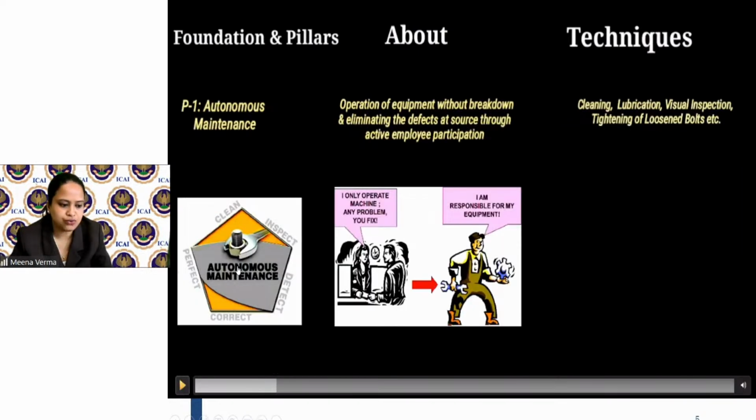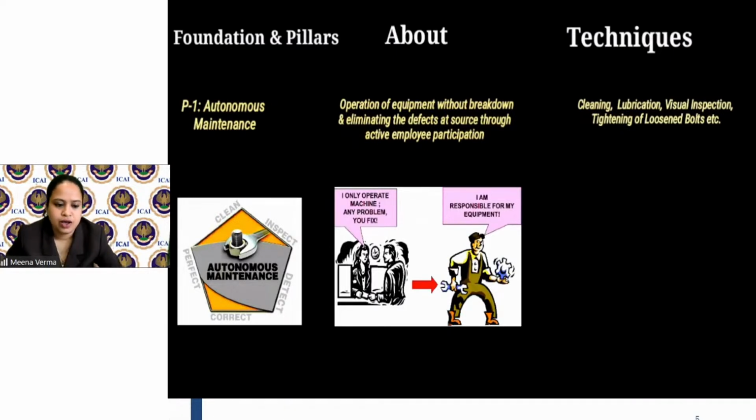Okay. So first is what? Autonomous maintenance. Okay. What is the meaning of the first pillar, autonomous maintenance here? So you can see what is happening. I only operate the machine, any problem you fix. Generally, operator and engineer divide their responsibility, right? Operator says, I can only work. I don't know how these machines work and how to fix the problem. So he just imposes all the problems on the engineers.